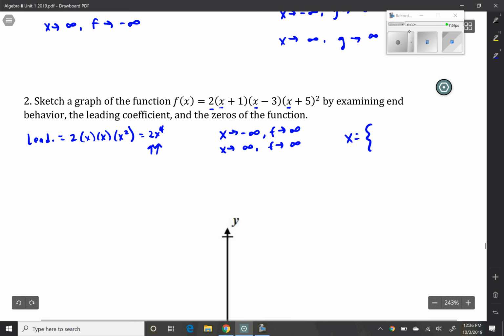Now the zeros of this function. Again, we start with the smallest one, so -5 has a multiplicity of 2. We have -1, which has a multiplicity of 1, which we don't have to write, and 3. These multiplicities should add up to 4 because that was my degree, which they do. So now we know what this function looks like.